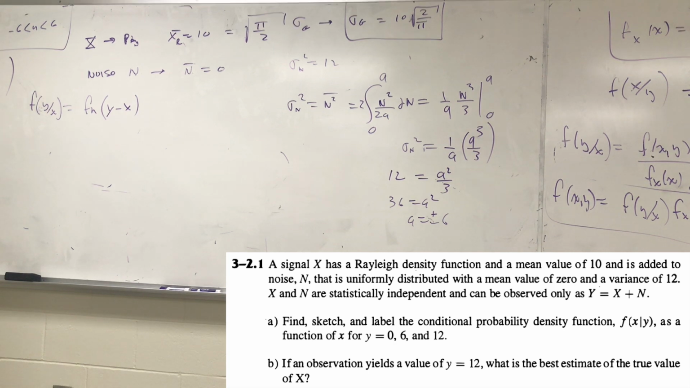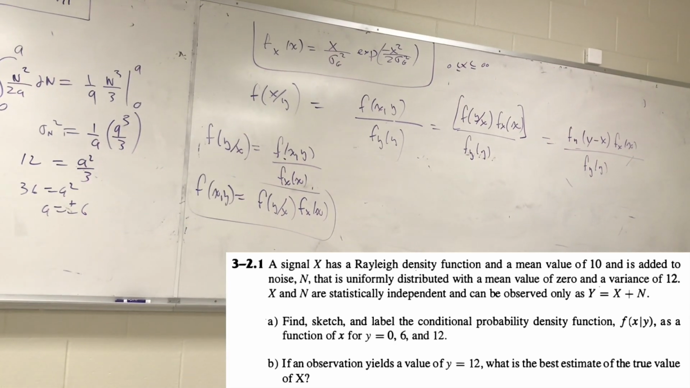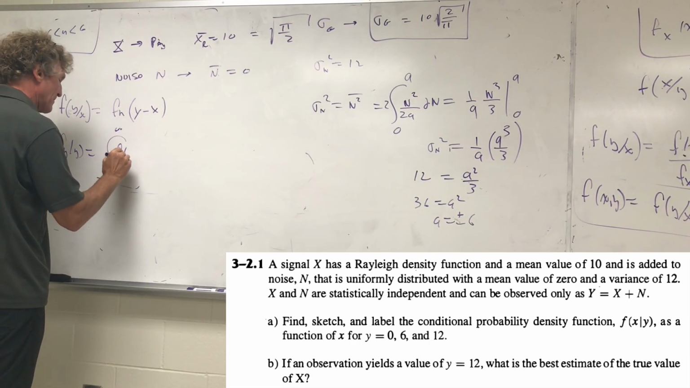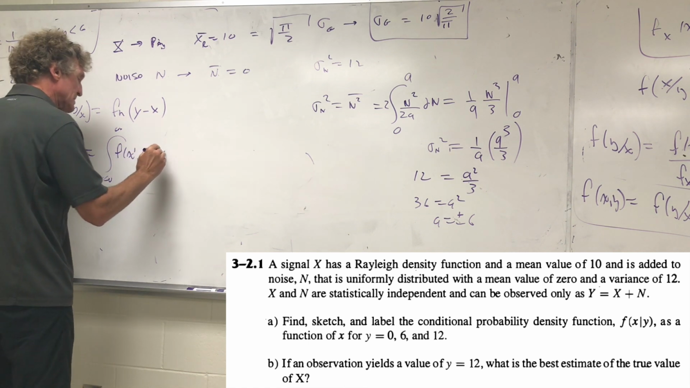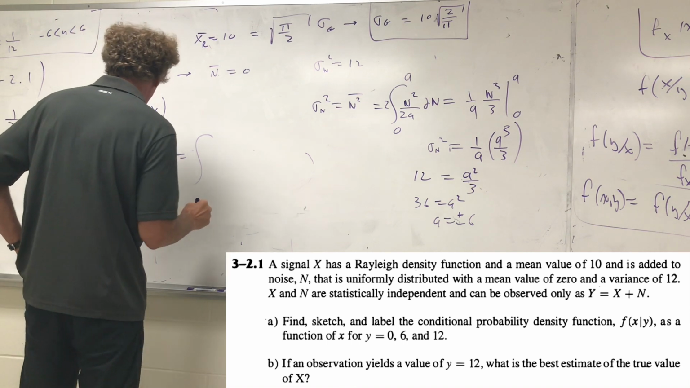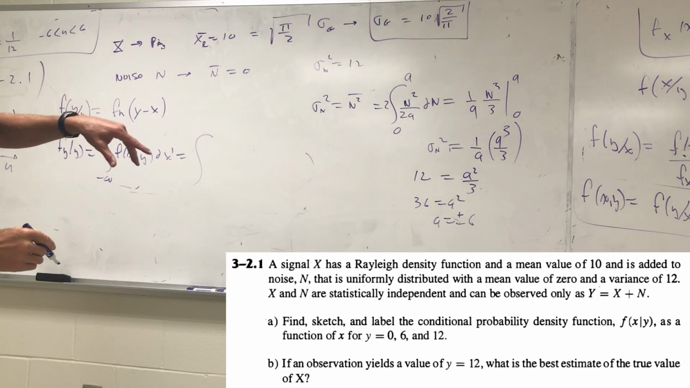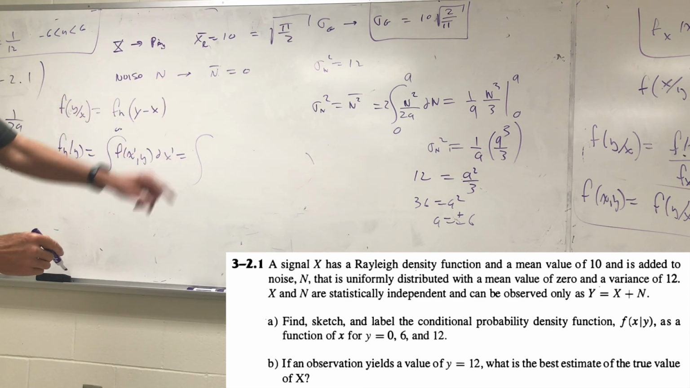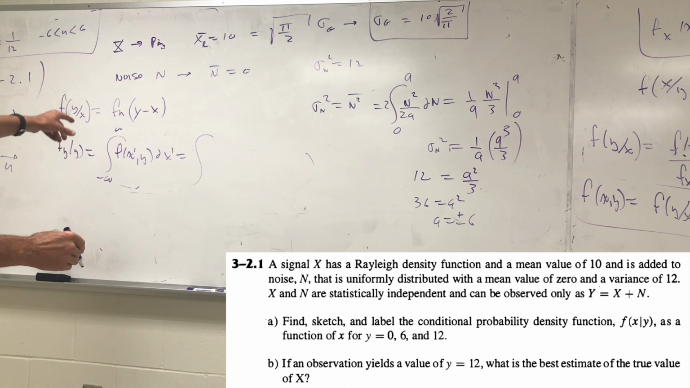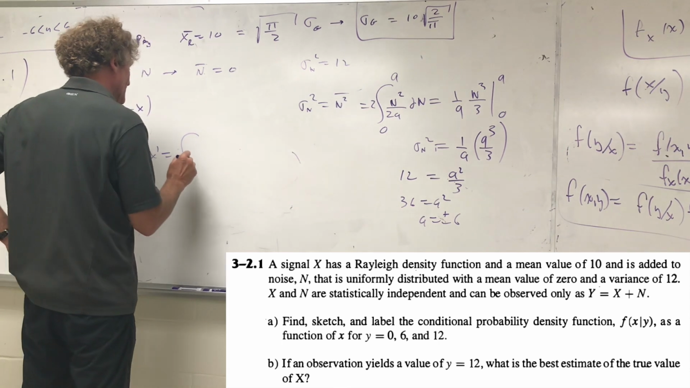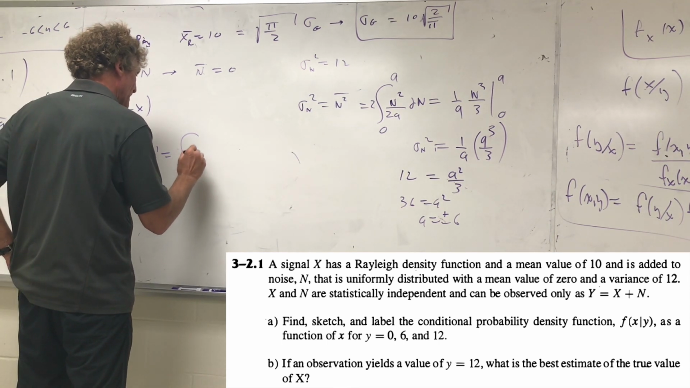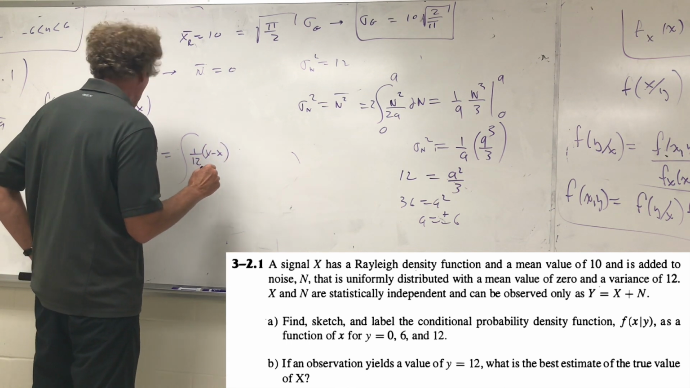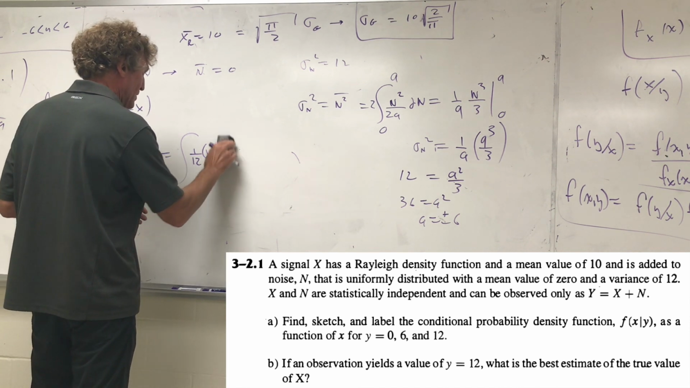And let's see, now I need f of y. So to get f of y here, I'm going to integrate from minus infinity to infinity f of x prime y dx prime. And that's really going to be the integral, and f of xy is f of y given x. And that's this, and I guess I can put this in here. So this is going to be 1/12, right? And then it's going to be y minus x. Excuse me, it's 1/12, pardon me.